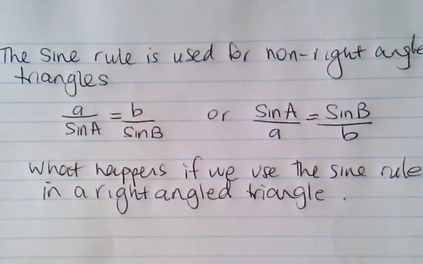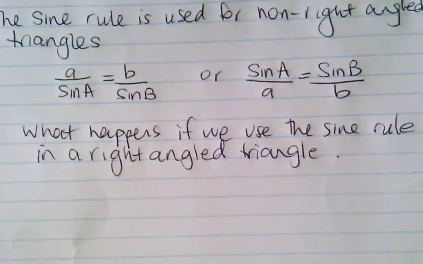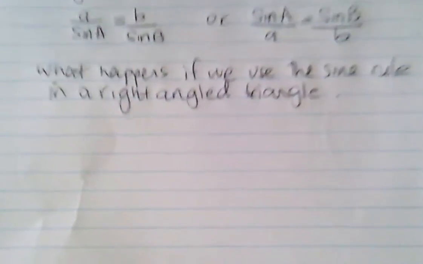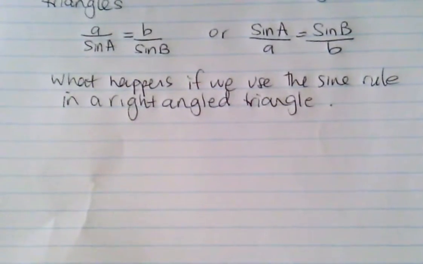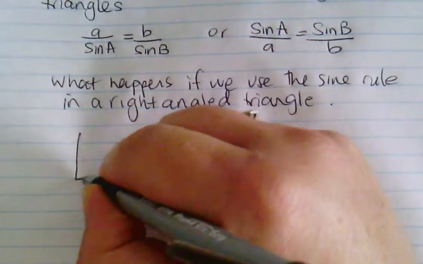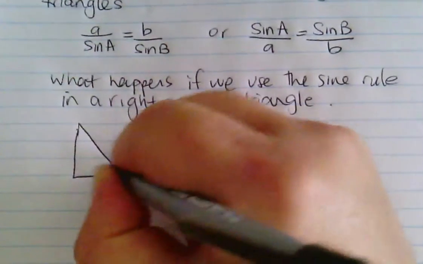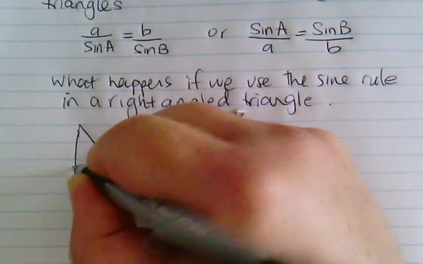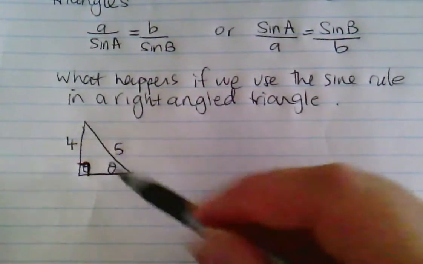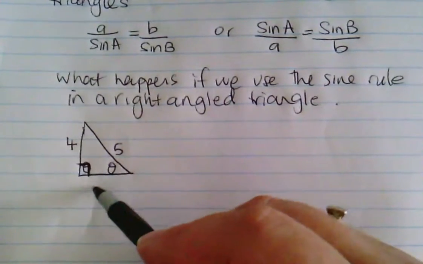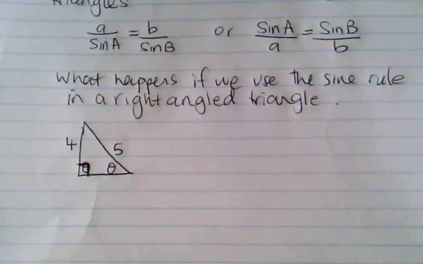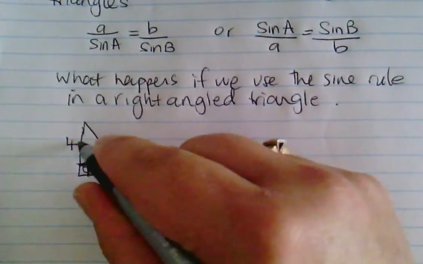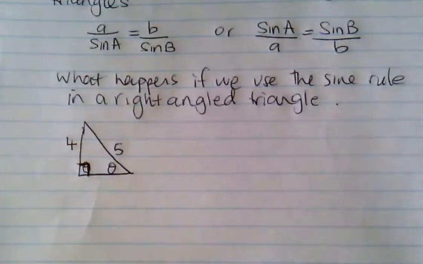So the sine rule is used for non-right angle triangles, but let's say you had a slip up and you decided that you're going to use the sine rule in a right angle triangle. It'll still work, it just gets a bit long and messy. So I might say to you, that's a right angle. Now this is a right angle triangle. You should recognise it as a Pythagorean triad, 3, 4, 5. But let's say I want to find the size of angle theta, okay?